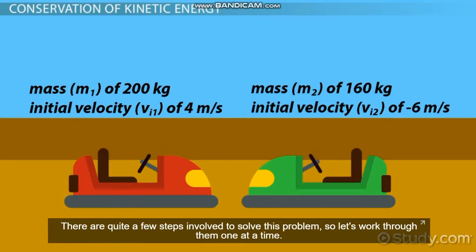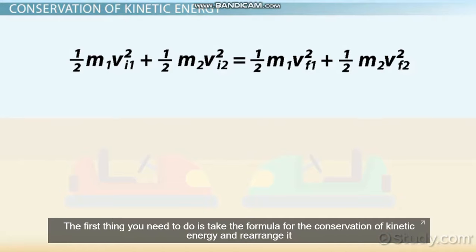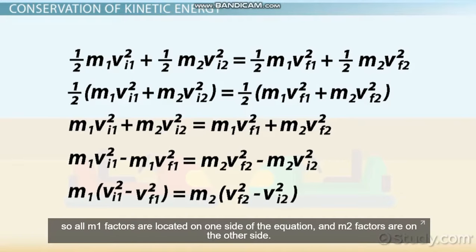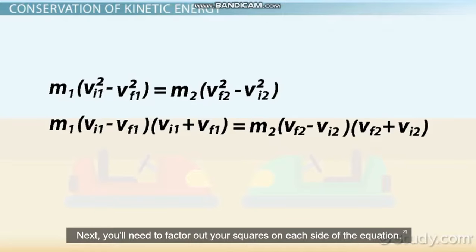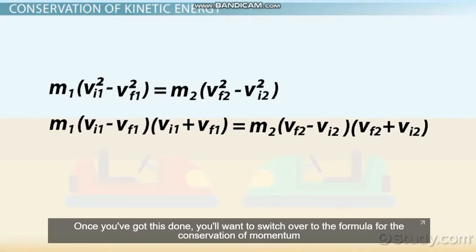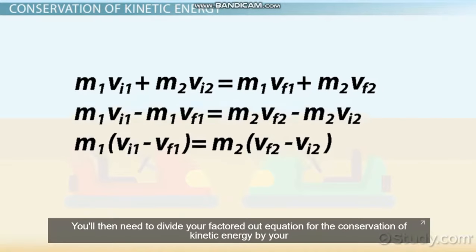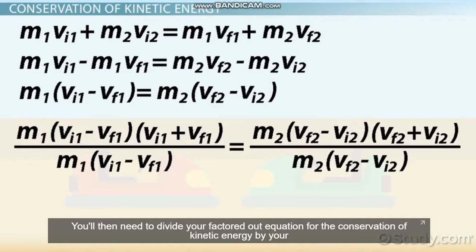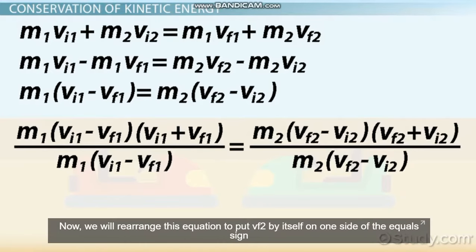There are quite a few steps involved to solve this problem, so let's work through them one at a time. The first thing you need to do is take the formula for the conservation of kinetic energy and rearrange it so all M1 factors are located on one side of the equation and M2 factors are on the other side. Next, you'll need to factor out your squares on each side of the equation. Once you've got this done, you'll want to switch over to the formula for the conservation of momentum and get the mass factors on either side of the equation just like you did before. You'll then need to divide your factored out equation for the conservation of kinetic energy by your factored out formula for the conservation of momentum.